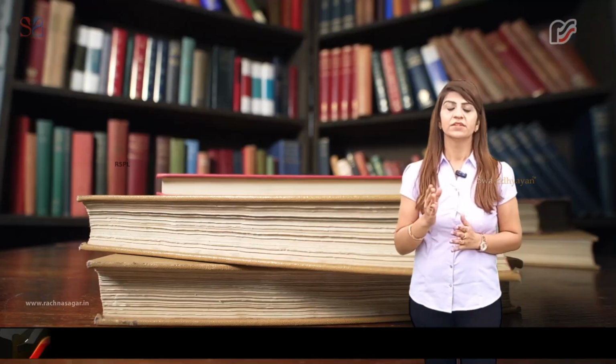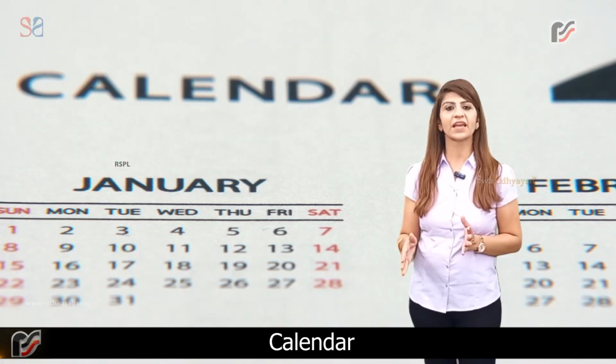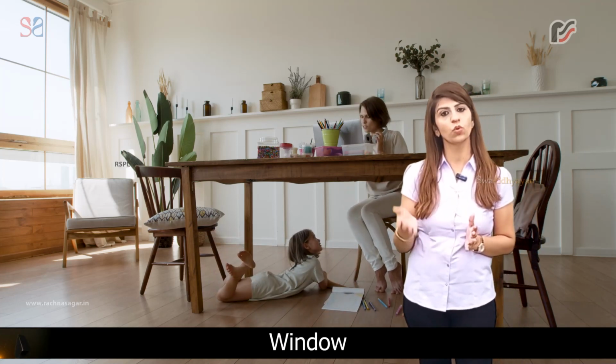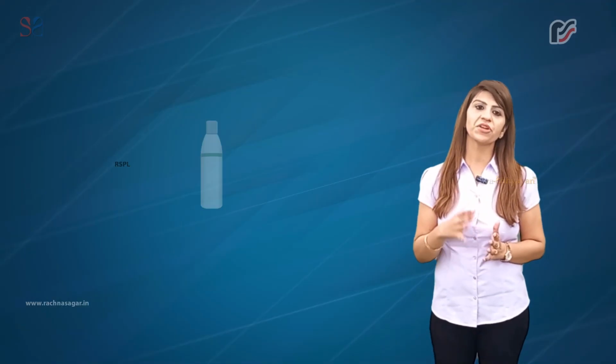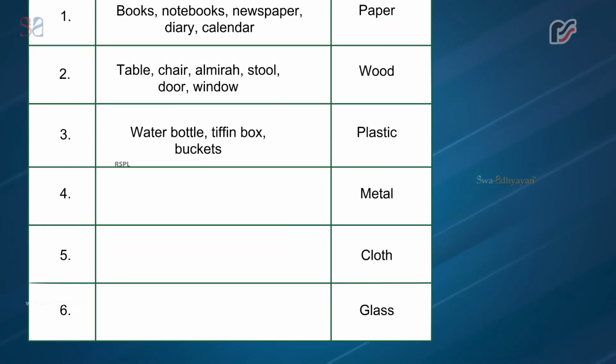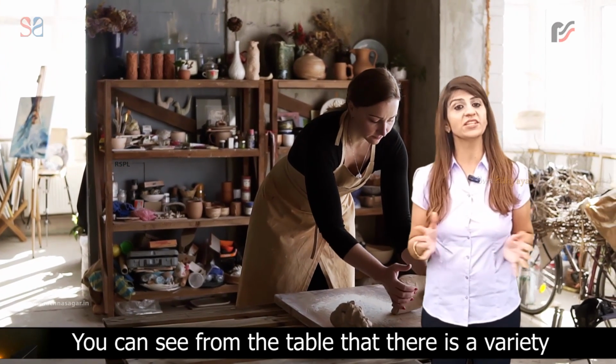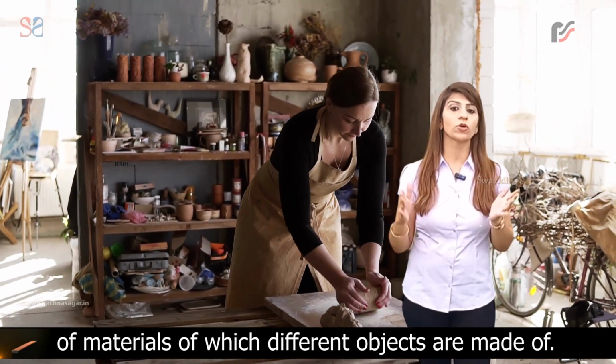Objects, material. Number 1, books, notebooks, newspaper, diary, calendar, paper. Number 2, table, chair, almirah, stool, door, window, wood. Number 3, water bottle, tiffin box, buckets, plastic. Metal, cloth, glass. You can see from the table that there is a variety of materials of which different objects are made of.